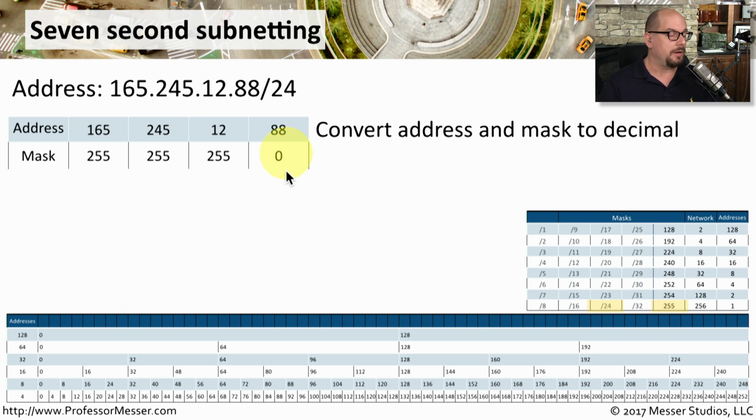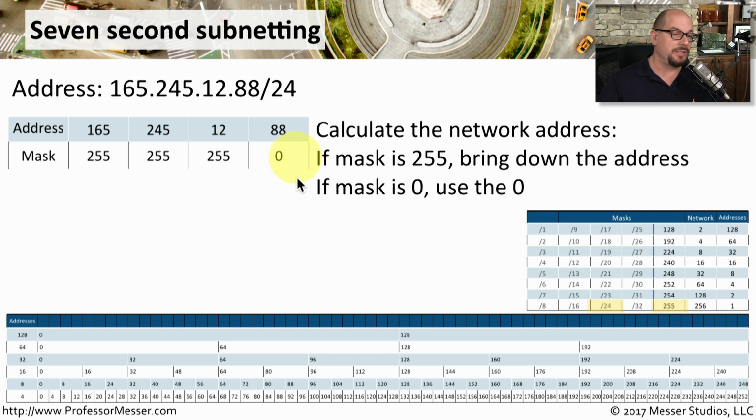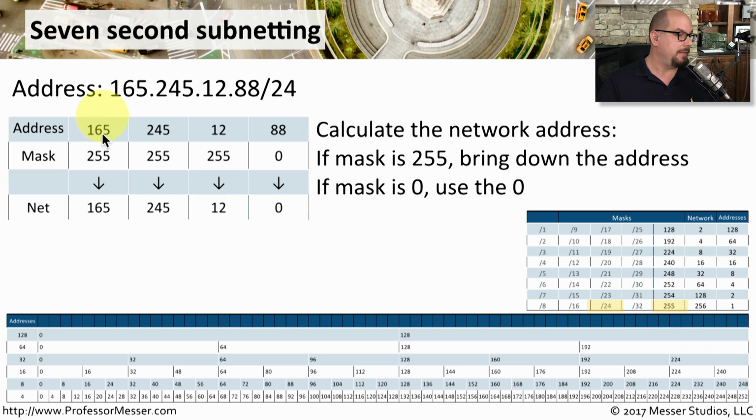Now that we have both our address and our mask, we need to calculate the network address. If the mask is 255, you bring down the address value at the top, and if the mask is 0, you simply use a 0 in for the network address. That means that if we bring down the 165, the 245, and the 12, and then bring down a 0 where the mask is 0, our network address is 165.245.12.0. Now we need to calculate the broadcast address.